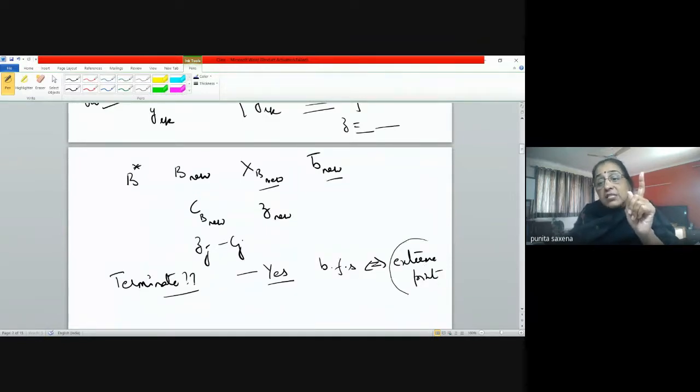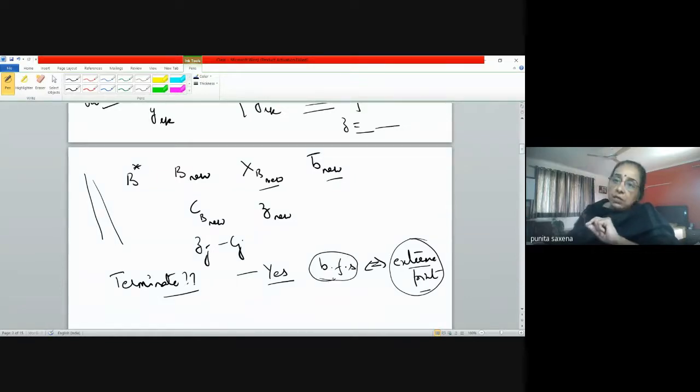And because extreme points are finite in number and our optimal solution exists at an extreme point, that means the steps in the algorithm are also going to be finite in number. So this algorithm will definitely terminate, because we have only a finite number of basic feasible solutions, right? So it will definitely terminate. We'll end up at a decision, definitely.